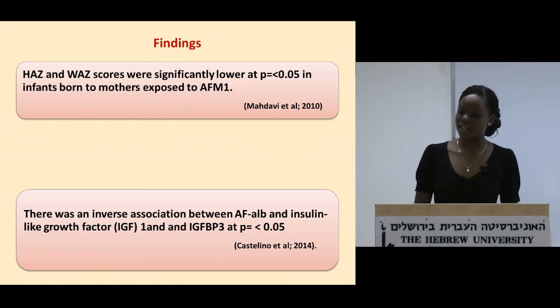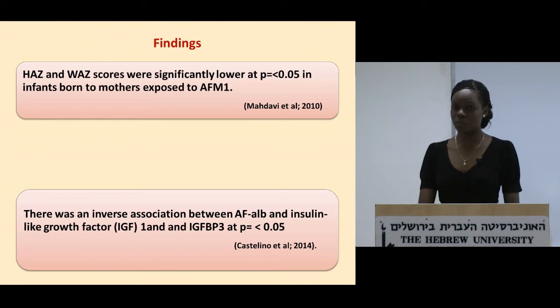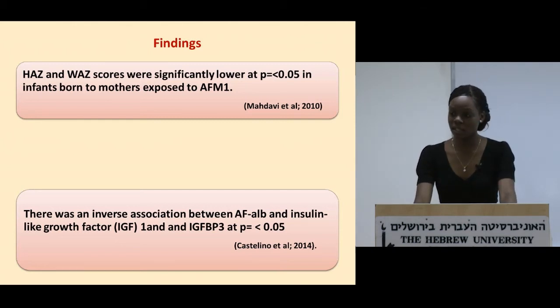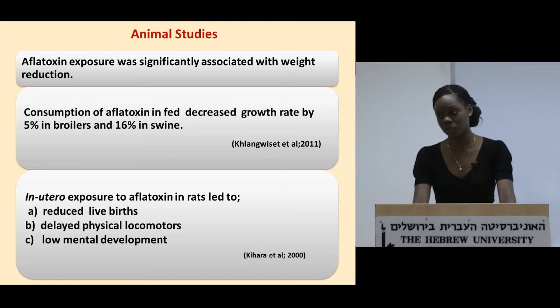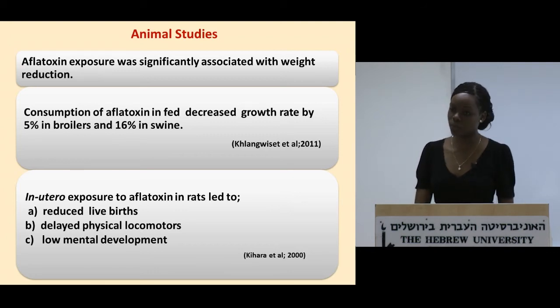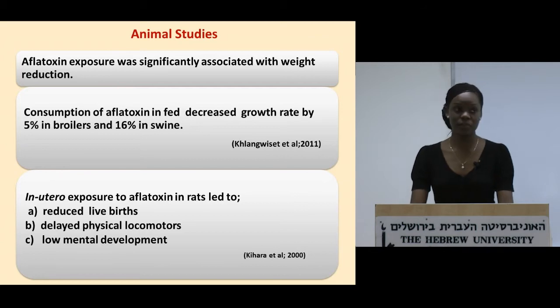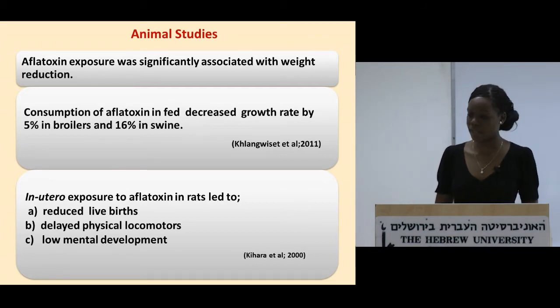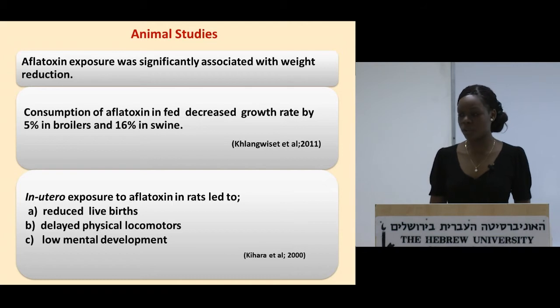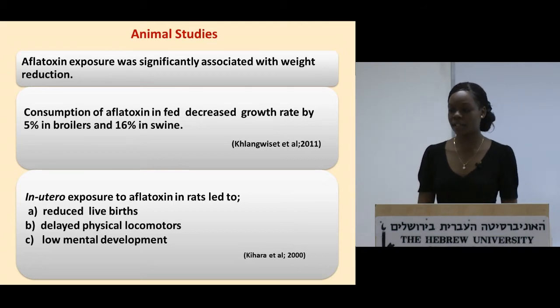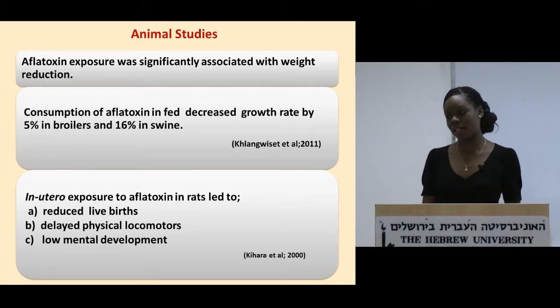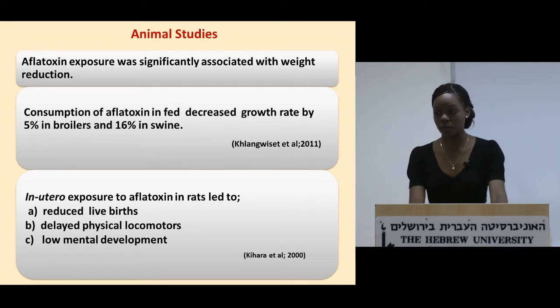For the animal studies that I came across, all the animal studies reported that aflatoxin exposure was significantly associated with weight reduction in animals. Consumption of aflatoxin in feed decreased growth rate by 5% in broilers and 16% in swine. And in a study involving rats, it was noted that in utero exposure to aflatoxin led to reduced live births, delayed physical locomotors, and low mental development.